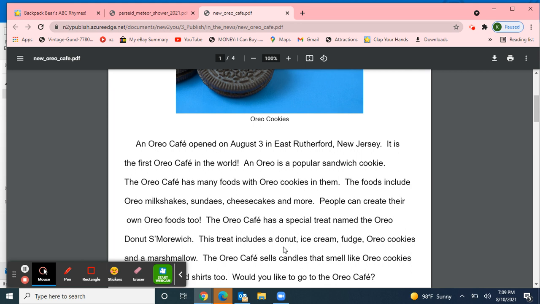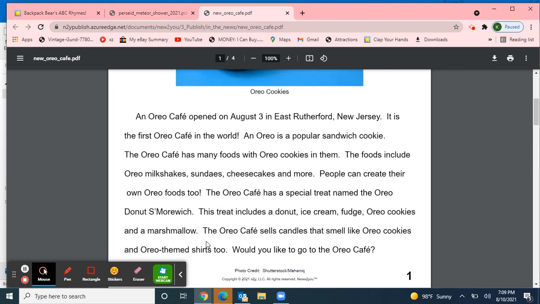This treat includes a donut, ice cream, fudge, Oreo cookies, and a marshmallow. The Oreo Cafe sells candles that smell like Oreo cookies and Oreo-themed t-shirts, too. Would you like to go to the Oreo Cafe?